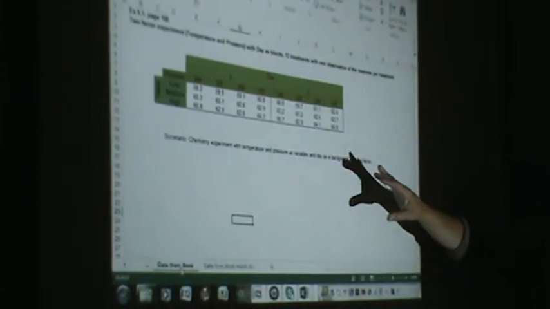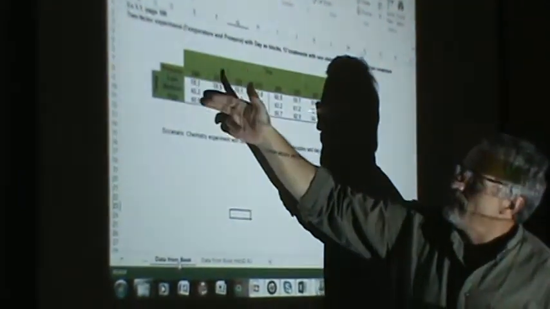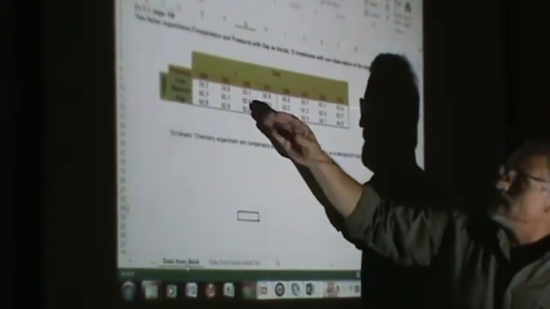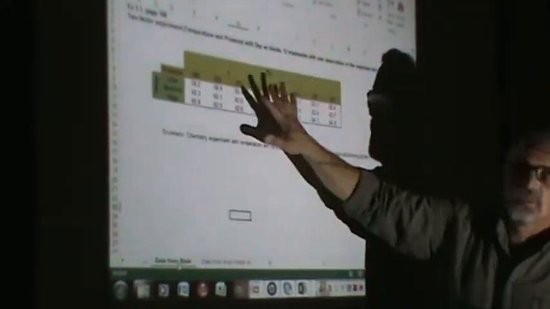Anyway, let's see. So the data from the book. This is simply example 5.1, right? Remember we had 4 different pressures, 3 different temperatures, 2 different days. Days are the background. So it creates the blocks.